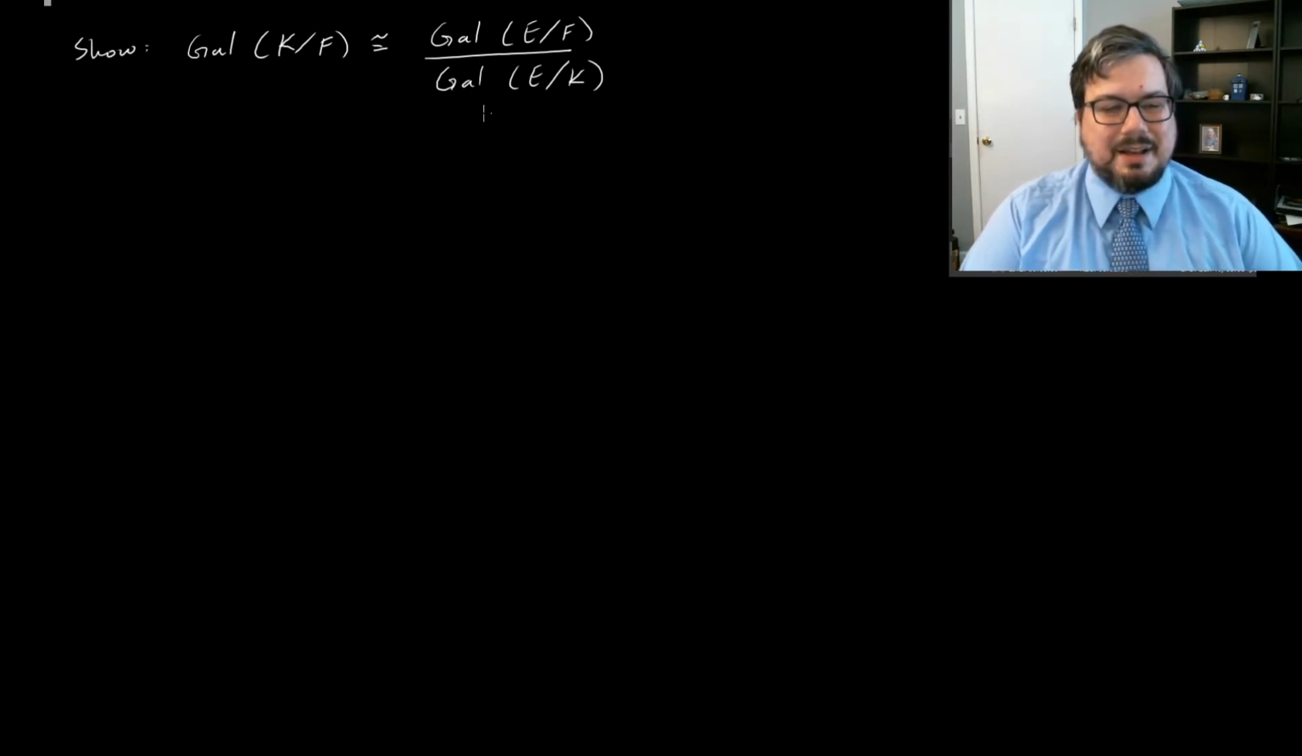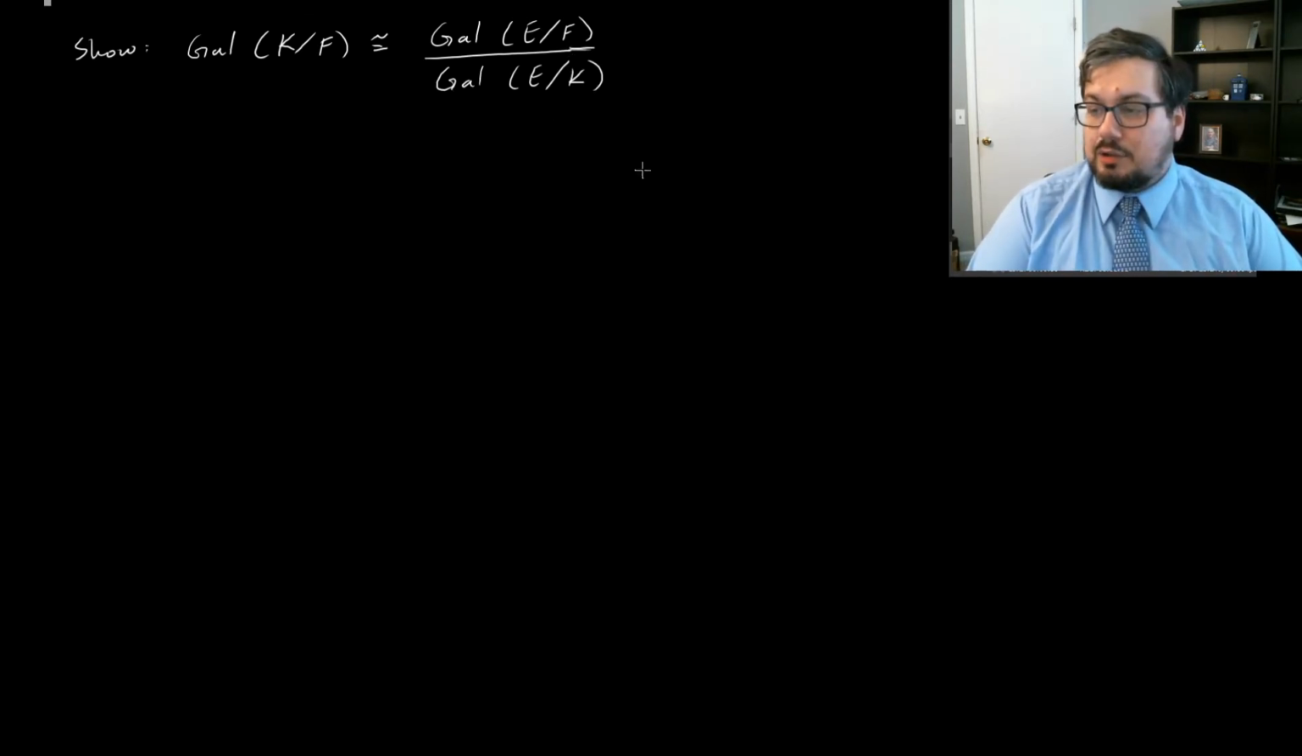So we're trying to show that the Galois group of K over F is isomorphic to the Galois group of E over F modulo the Galois group of E over K, now that we've shown that this subgroup is actually normal.